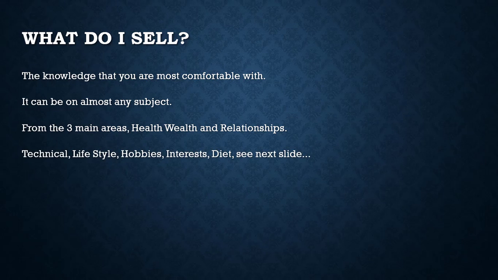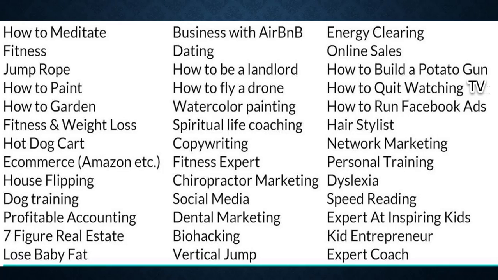So technical, lifestyle, hobbies, interests, diet. We'll have a look at the next slide and see a more comprehensive list of all of those. So here's a good example of a selection of possibilities, running from how to meditate all the way down to how to be an expert coach. You can be an expert at inspiring kids, you can do spiritual life coaching, you can do e-commerce, selling on Amazon, Shopify, house flipping, dog training, how to be a landlord, how to fly a drone, how to quit watching TV, how to be a hairstylist, network marketing, etc., etc. Any number of niches, any number of sub-niches.